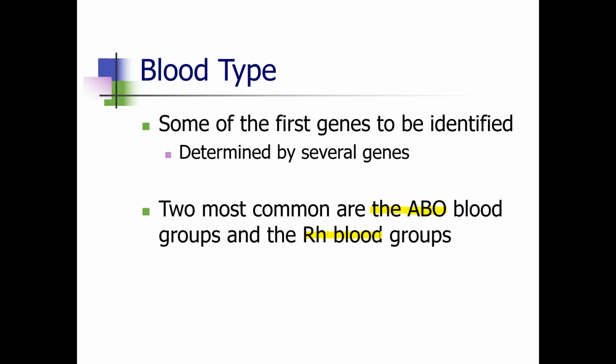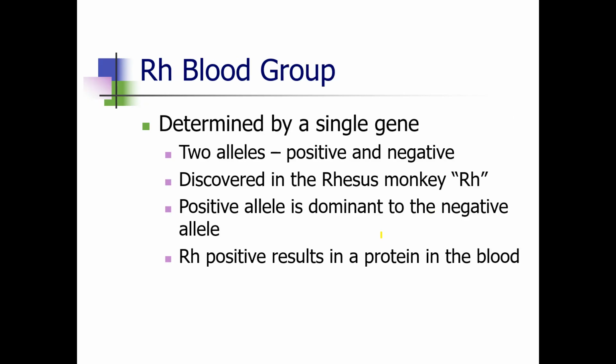Okay, so it's actually 2 separate genes that determine those. They're both inherited independently, and so the ABO blood group is just the letter portion, and the RH blood group is the positive negative. And so we're going to take a look at each of these.